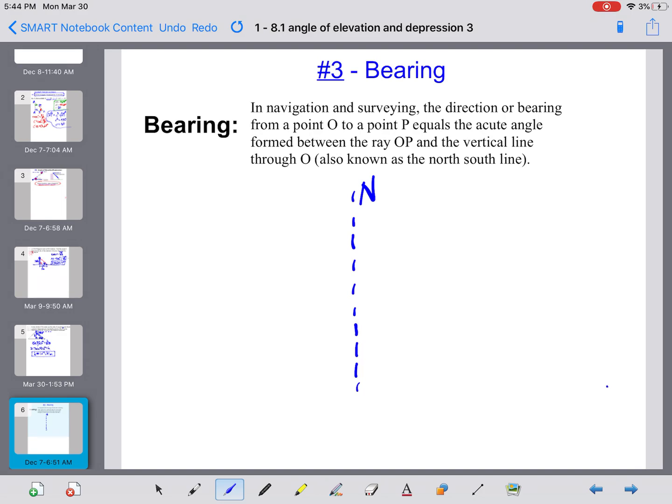Okay, so let's say we're at point O right here. The direction from O to P, right there, is the acute angle formed between this ray, so here's ray OP, and the north-south line. So this angle right here, that is the bearing. Bearing is an angle. Bearing is not a distance. It's an angle between the direction something is going and the north-south line.